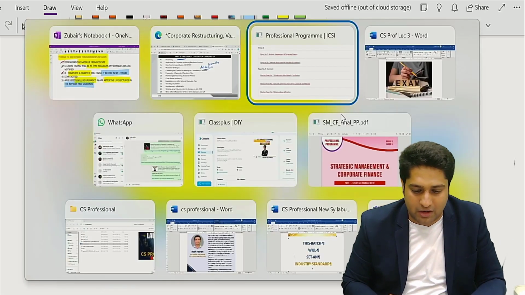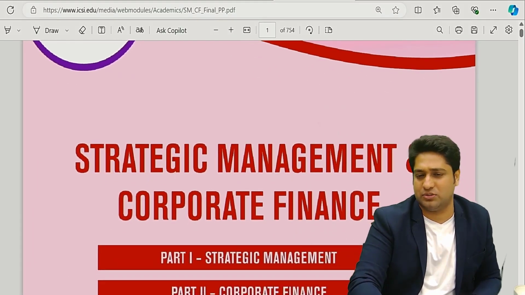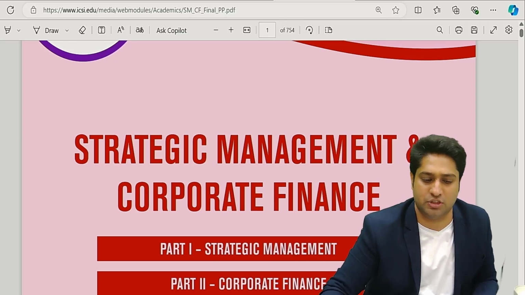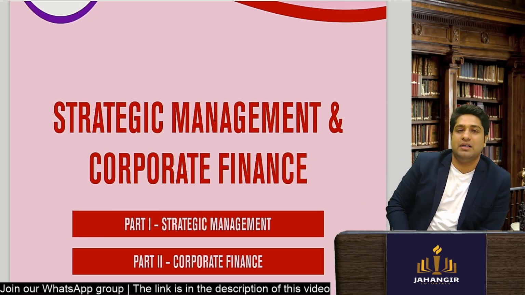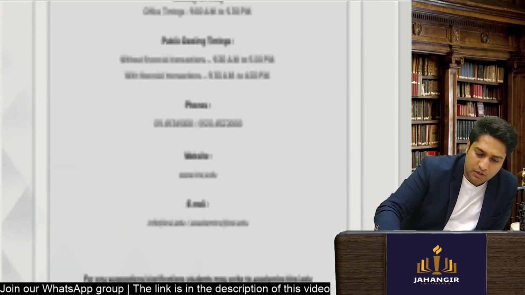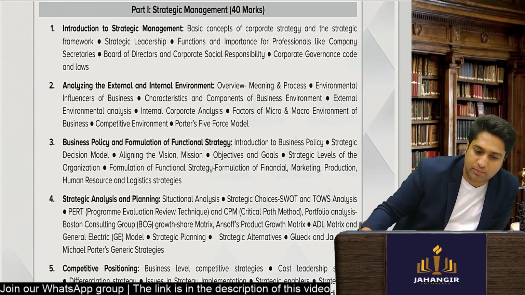Clear? And now coming to strategic management and corporate finance. These are two subjects only for Group 2. And the open book is different. It's a different strategy altogether. But I'll just tell you about strategic management and corporate finance. Now when you see strategic management, it is for how many marks?